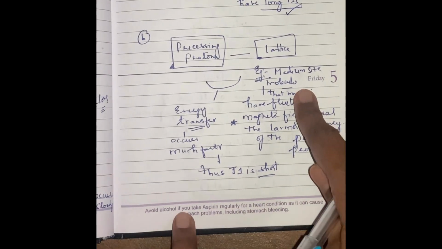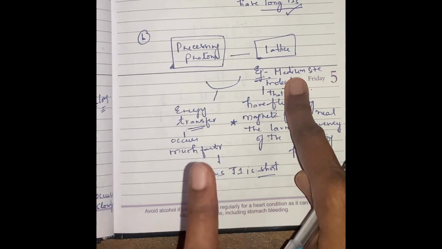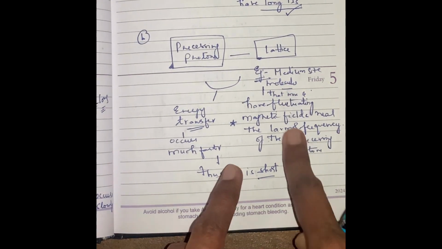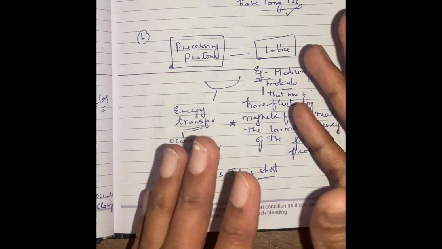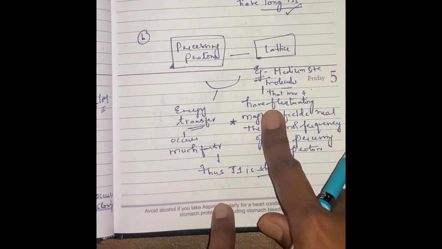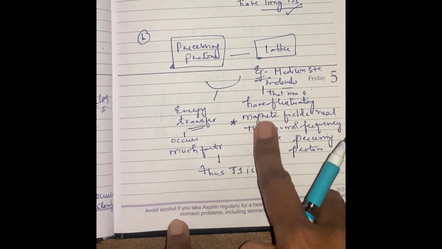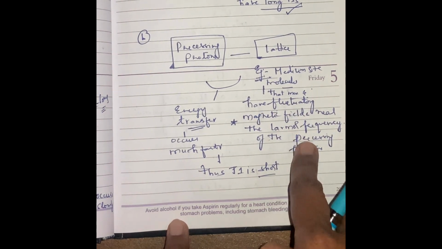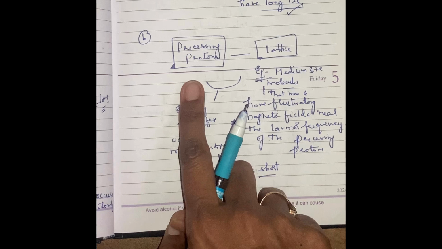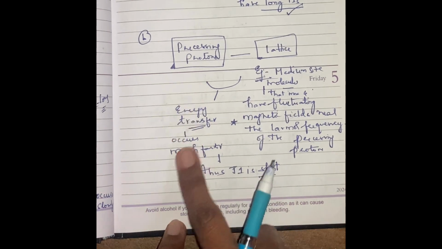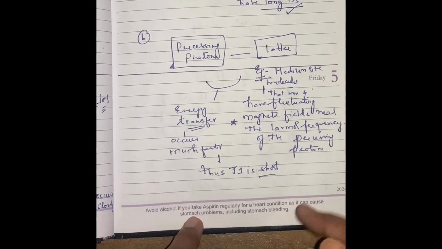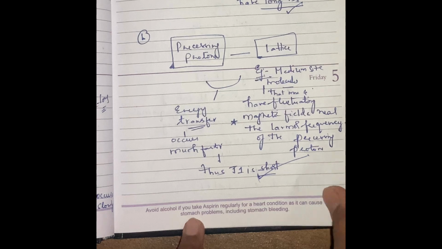One more example is medium-sized particles. Inside water, there are medium-sized particles. These particles move very slowly. They have fluctuating magnetic fields which are the same as the Larmor frequency of the precessing protons. So energy transfer occurs easily. That's why their T1 is short.